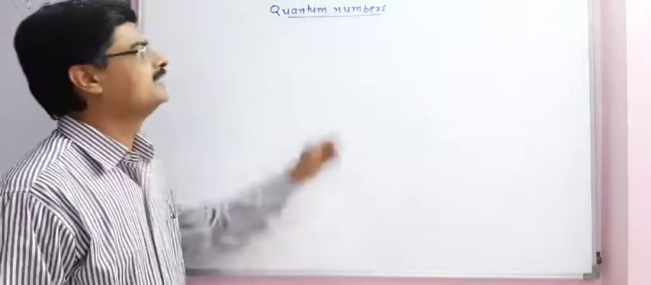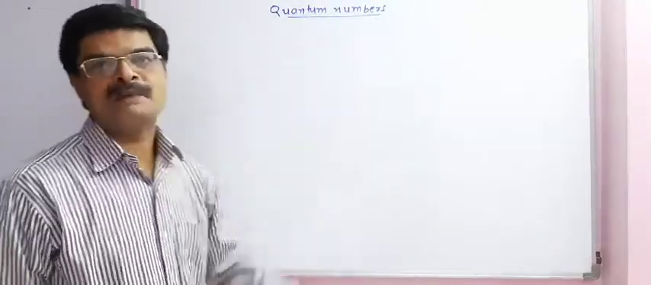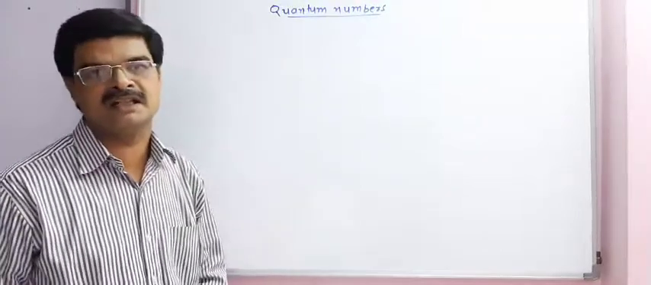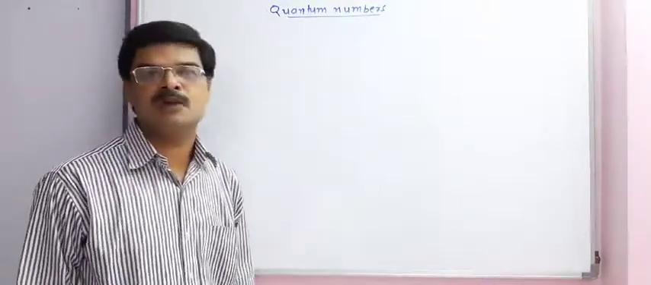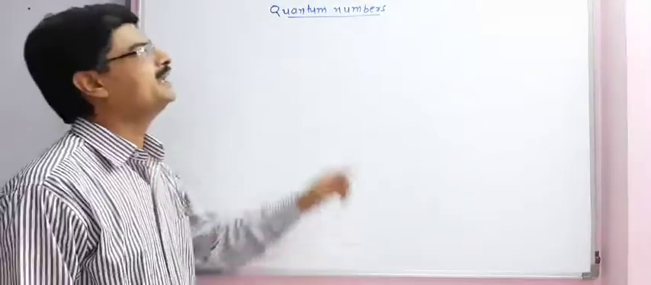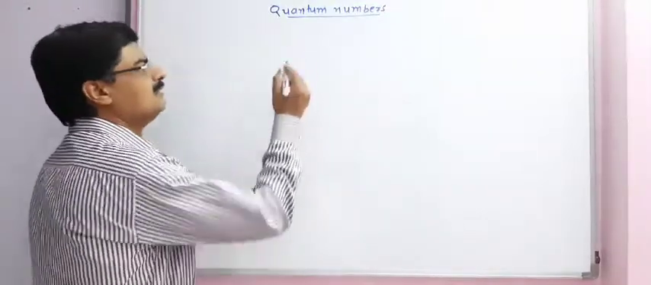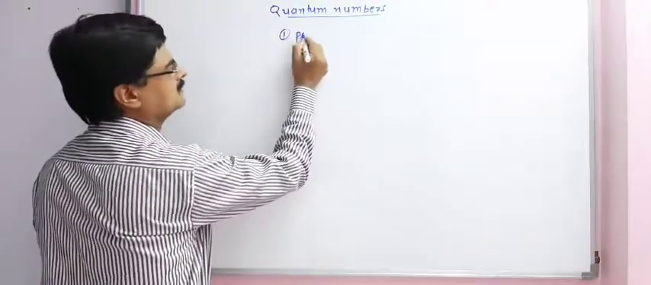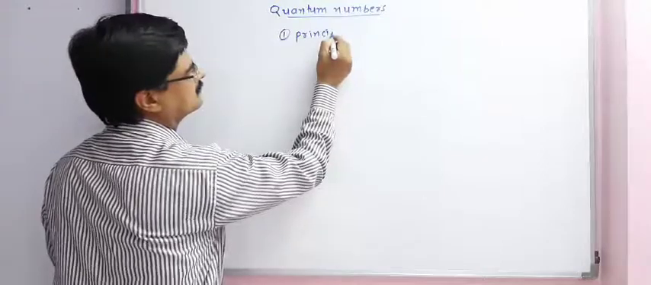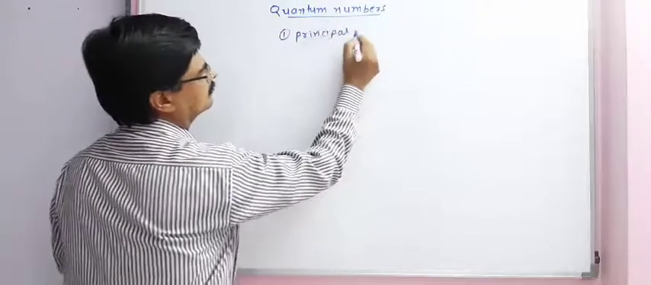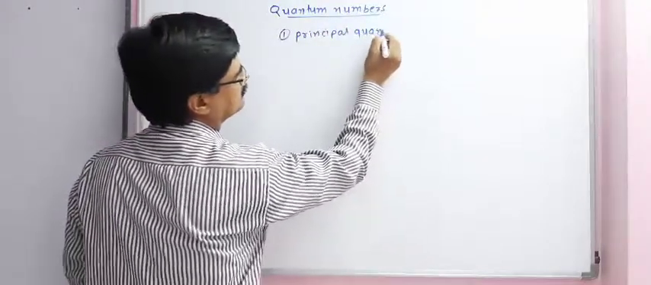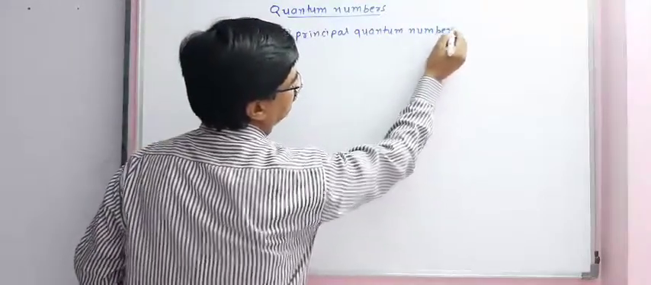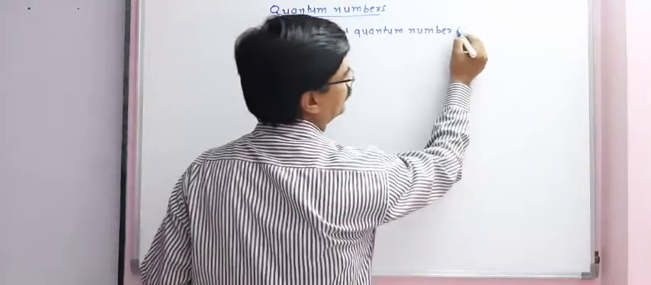Now we will understand quantum numbers. To obtain the complete information of all the electrons present in an atom, we need a set of 4 numbers that are said to be quantum numbers. Quantum numbers are 4. First, principal quantum number, which is denoted as small n.